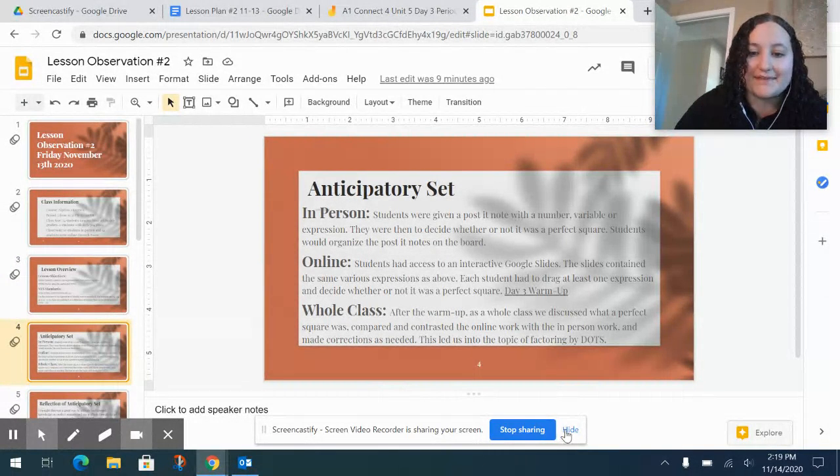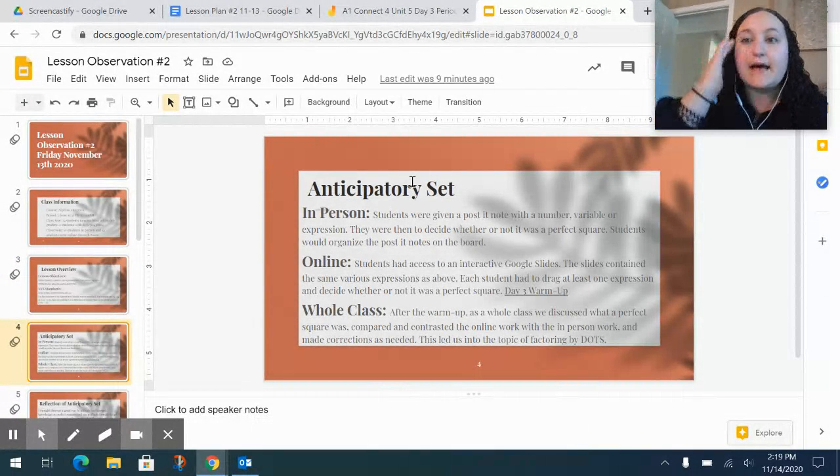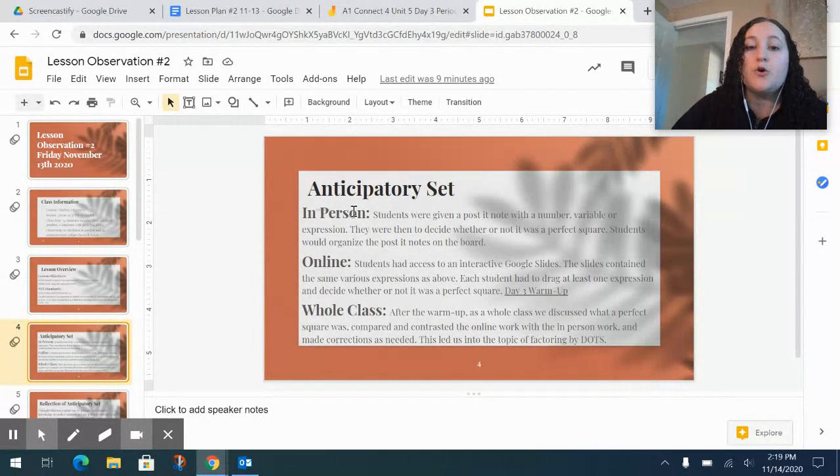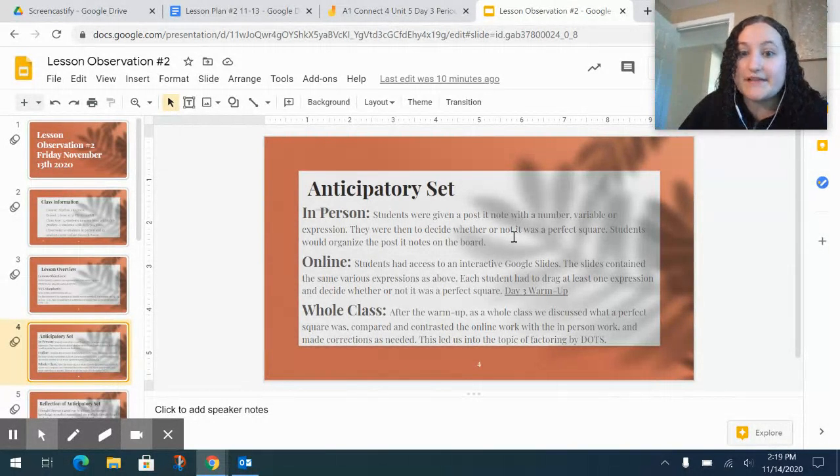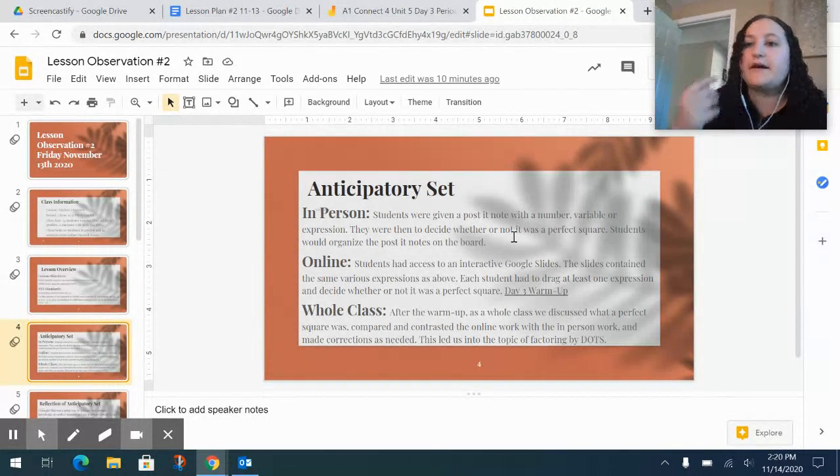So, warming up with my lesson was I did an anticipatory set, and it was a little different for both groups of students. So, my in person students were given a post it note with a number, variable, or expression. They were then to decide whether or not it was a perfect square, and then students would organize the post it notes on the board. So, I put perfect squares on one side of the board, non-perfect squares on another side of the board, and students put their sticky note on where they felt it fell. And they kind of had a discussion as a class about where things went. They were asking their friends, etc.